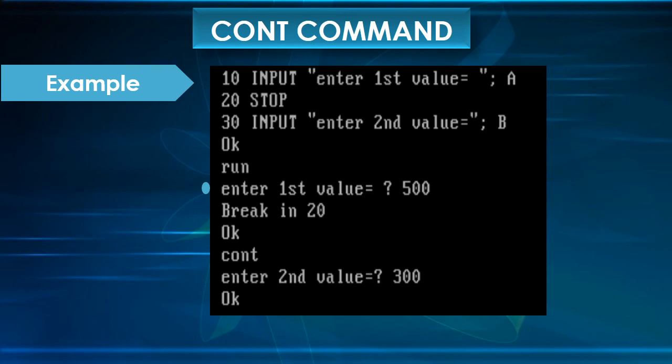Line number 10 will give me the output as the message "enter first value" and the question mark due to the semicolon over there. I have entered the value 500. Then it shows me the message "Break in 20" due to the STOP I mentioned in line number 20. When I applied CONT to continue the execution, it moved on to line number 30 and gave me the output "enter second value", and then I have entered or stored the value 300 in the second variable.